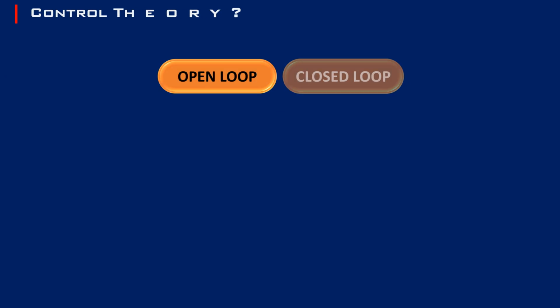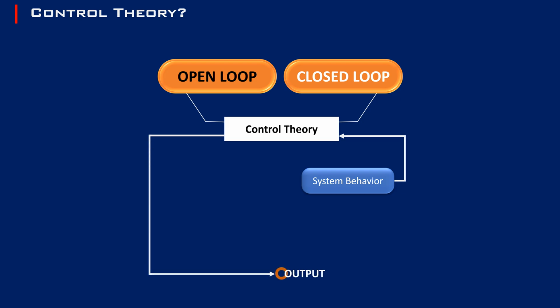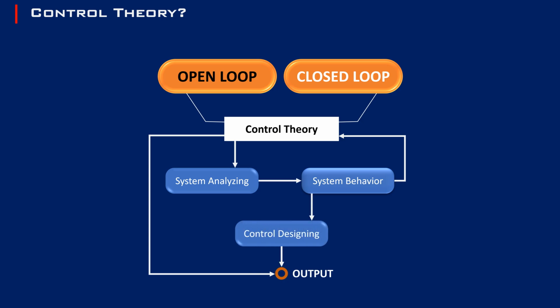Open and closed loop falls under a field of study called control theory that focuses on understanding the behavior of systems and developing techniques to manipulate them to achieve desired outcomes. It involves analyzing the dynamics of a system, designing control algorithms, and implementing them. So now, let's first look at closed-loop system, also known as feedback control.